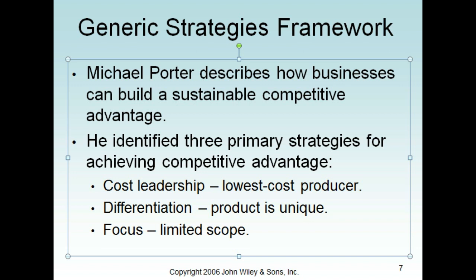Cost leadership focuses on being the lowest cost producer. Your company will produce at the lowest cost possible. In differentiation, you will be producing products that are different or unique among your competitors. And the third is focus, where the scope of your target market is limited. Here we see the different strategies: differentiation, cost leadership, and focus. Let's talk about each of those strategies.